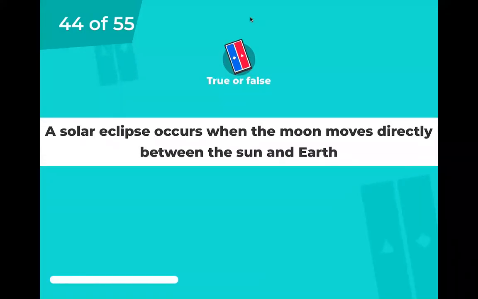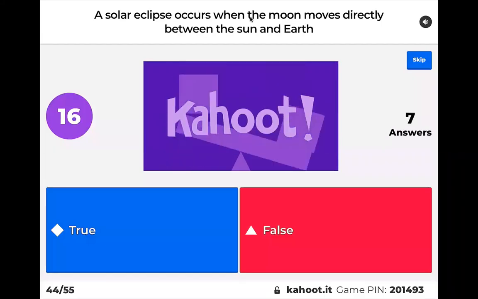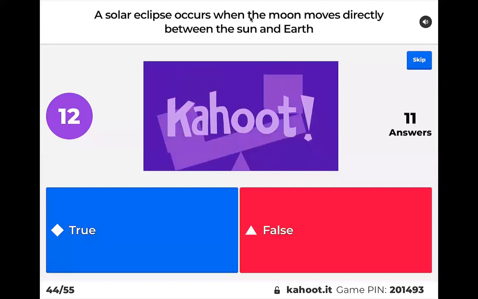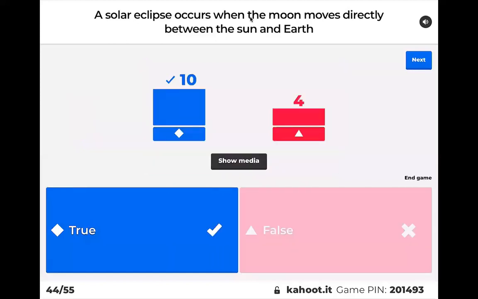A solar eclipse occurs when the moon moves directly between the sun and the earth. It is true.